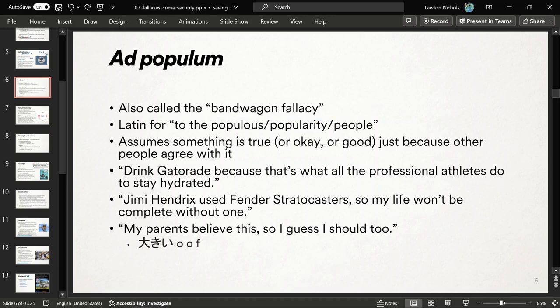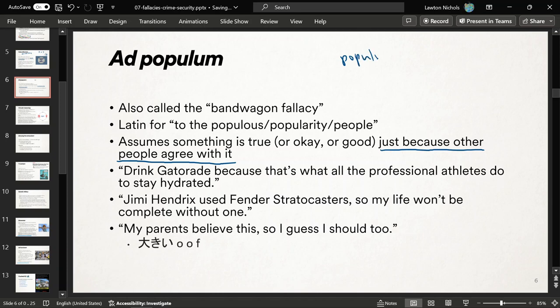And so the ad populum fallacy is when you're making an argument and you're assuming that something is true or good or right to do just because other people agree with it. Right? So that's the problem. That is not a good enough reason to say that it's a good thing, right? That is a fallacy. It's going along with the populace.